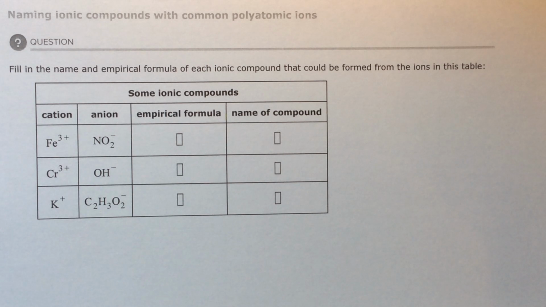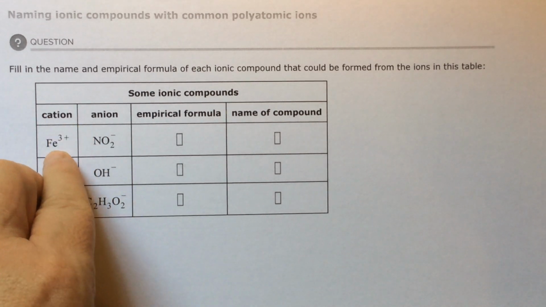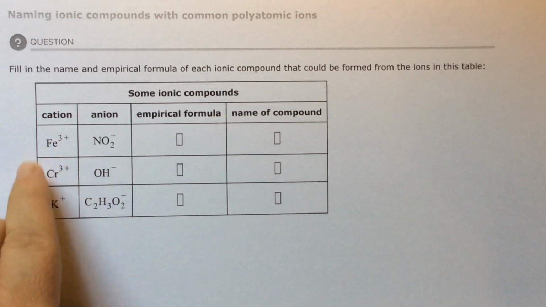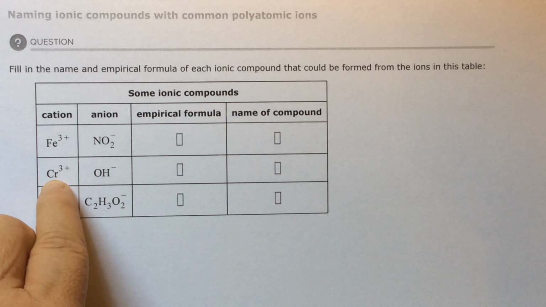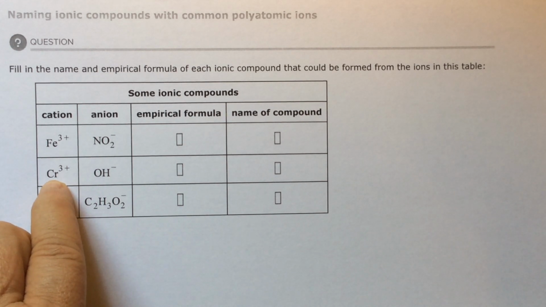Remember, representative element cation names, anything from the first, second, and third columns, just have regular names. You would say potassium or aluminum or whatever. But the transition elements are going to have Roman numerals because they can make more than one cation. So when you're given a cation like Fe3+, you would name it iron 3. When you're given chromium 3+, you name it chromium 3.